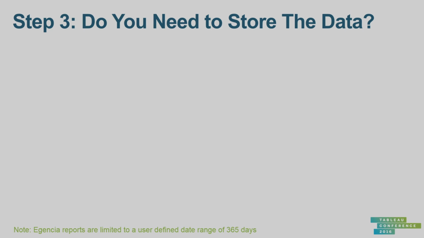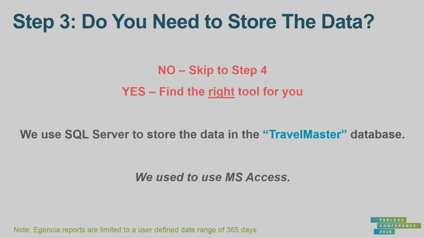So then you have to decide, now that you've gotten the files and prepared the files, do you need to store the data? Again, this all depends on your organization and how much information you have. When you're running the Agencia reports, the longest period of time that a report can cover is 365 days. So if you're okay with just the current year or a rolling 365 days, you may not need to store the data. But if you want multiple years of data, you're going to have to come up with a solution.